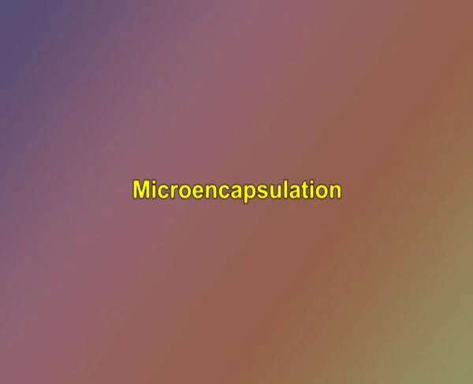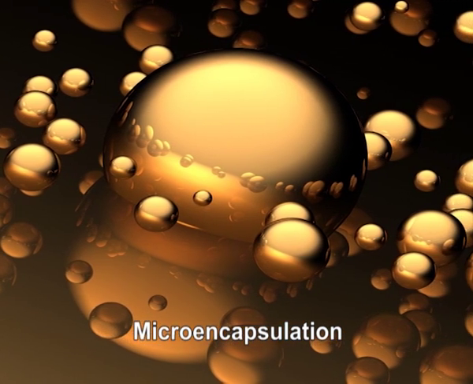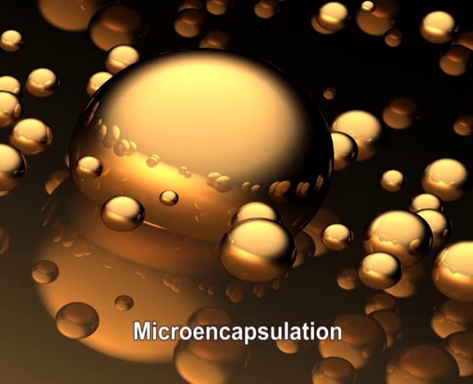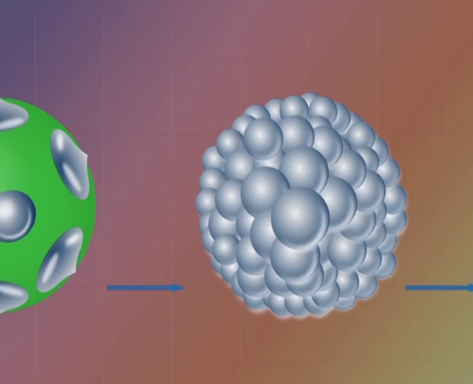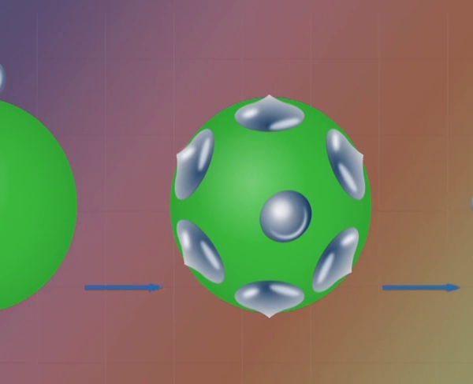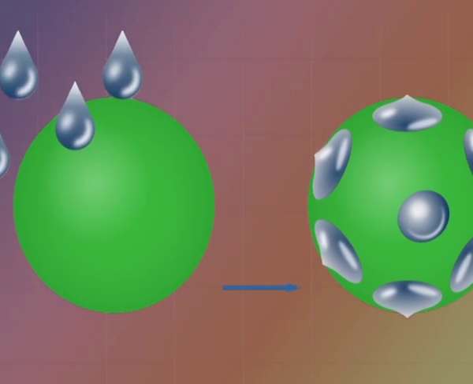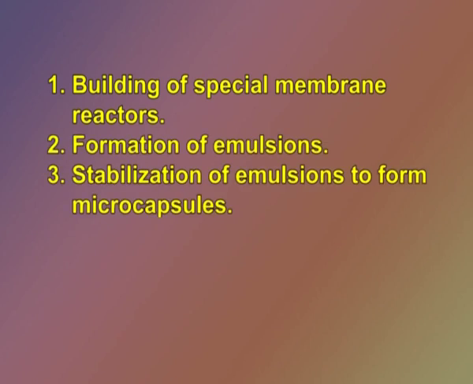Next method is microencapsulation. Microencapsulation is a type of entrapment. It refers to the process of spherical particle formation wherein a liquid or suspension is enclosed in a semi-permeable membrane. The membrane may be polymeric, lipoidal, lipoprotein based or non-ionic in nature. There are three distinct ways of microencapsulation. First, building of special membrane reactors. Second, formation of emulsions. Third, stabilization of emulsions to form microcapsules.